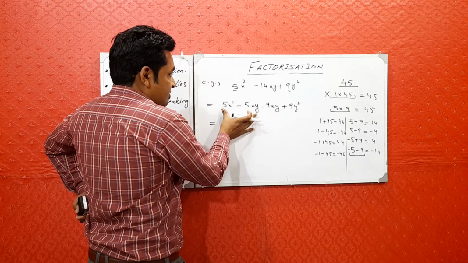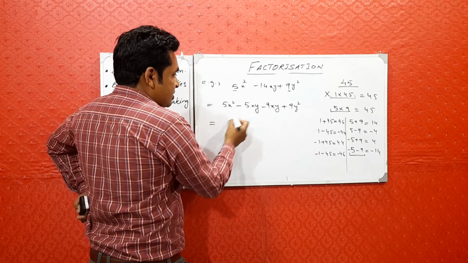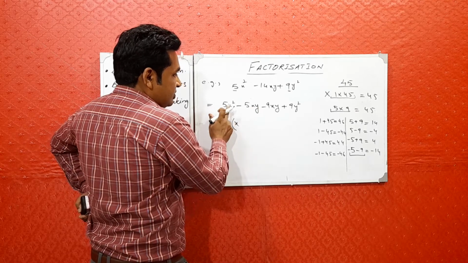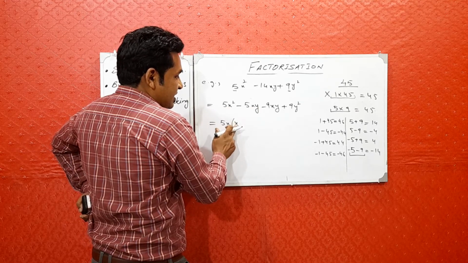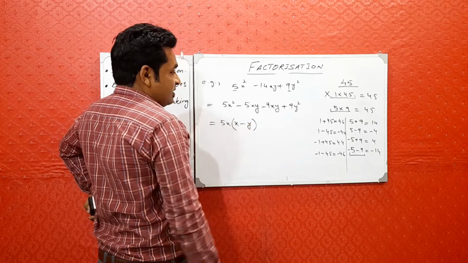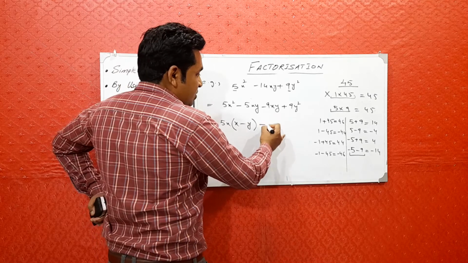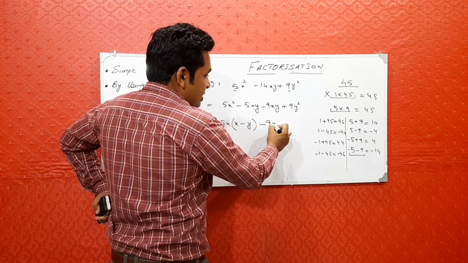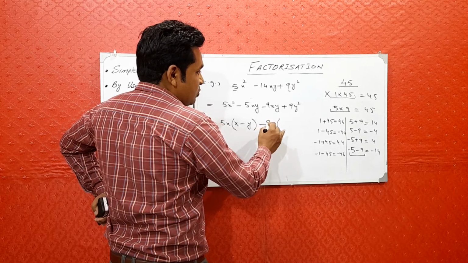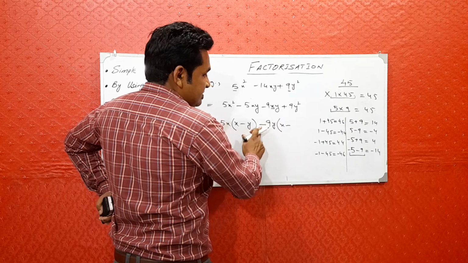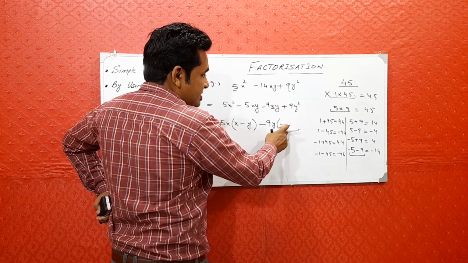Now you will make groups. Here when you make the group, you will take 5x common. So here you are having 1x left, that we are supposed to write here, and 5x we have taken common, so y is left, so we will write down x minus y. So here in this group you can take 9 and y common. When you have taken 9 and y common, you are left with x here, so x and minus, because minus you have taken common, so positive becomes minus.